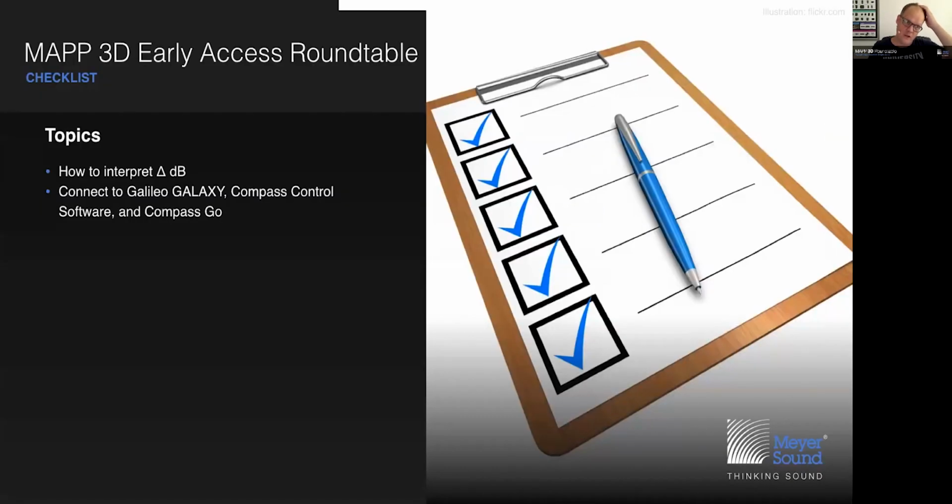That means that we can look at today's topics. Today's topics will be how to interpret the delta dB metric, which is new in MAPP 3D and didn't exist in MAPP XT, so we need to talk about that. And then how do I connect to my Galaxy devices, Compass control software and Compass Go? We're going to do that not using an actual Galaxy. We're going to use a virtual Galaxy, but for all intents and purposes, that is exactly the same approach.